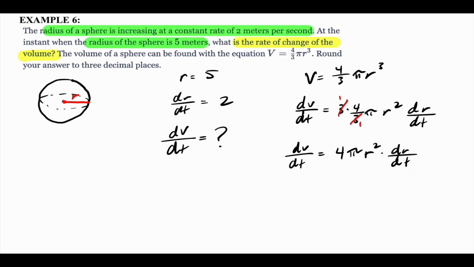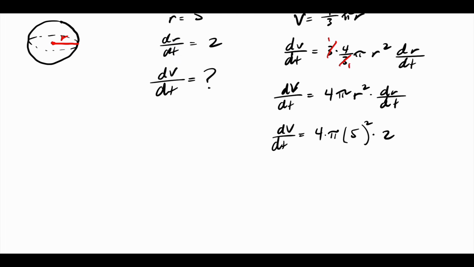Okay. Last step, plug in what I know. I don't know dV/dt. I don't know that, so that's going to be my missing piece. 4 times pi times r, which we said was 5, dr/dt is 2. So 4 times 25 is 100, times 2 is 200. So it's going to be 200 pi. Personally, I'd prefer to leave it like that, but since they told us to round it, we've got to round it.